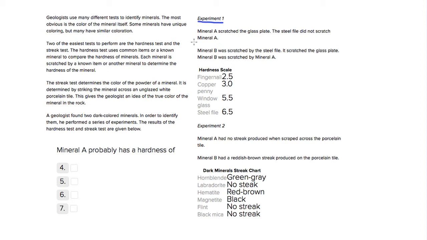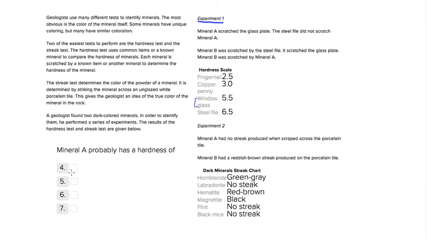It says that mineral A scratched the glass plate. So we see our glass plate is our window glass. So we know that if it's able to scratch the window glass, it has to be stronger than 5.5, because otherwise it wouldn't leave a scratch. So let's weed out all of our answer choices that are less than 5.5.